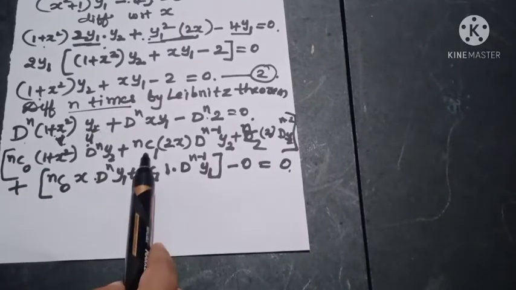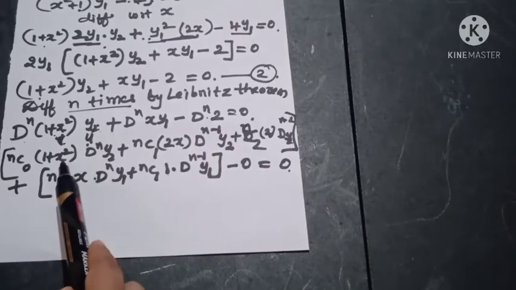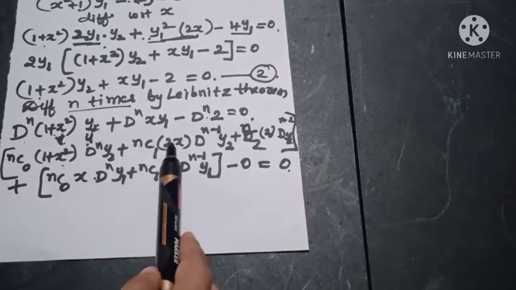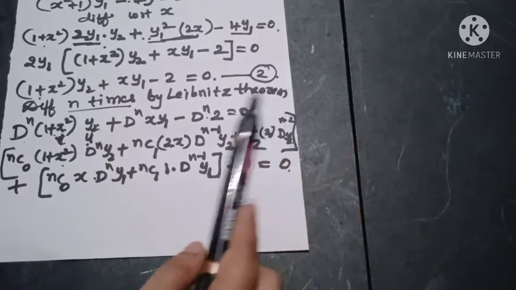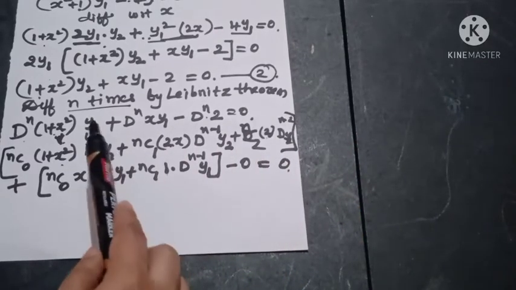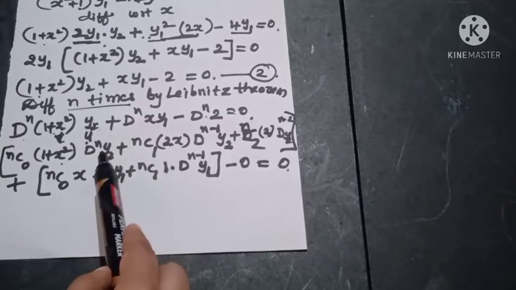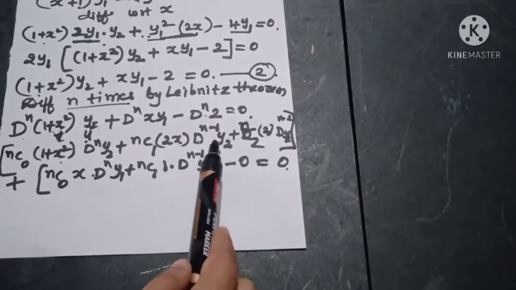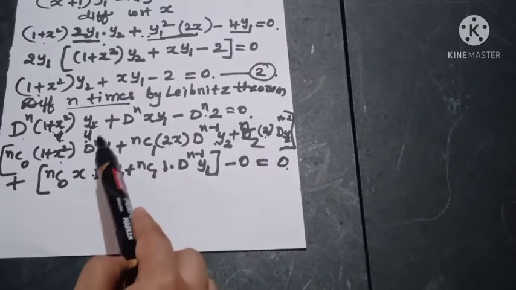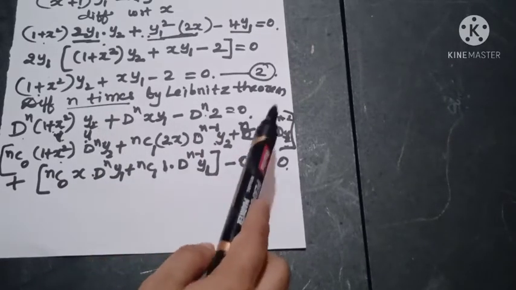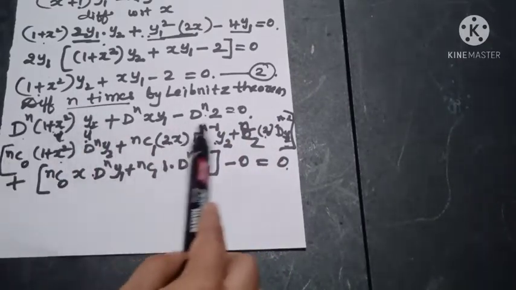So nC0, nC1, nC2. Next is differentiation of, write v as it is, 1 plus x square. Differentiation of 1 plus x square is 2x. 2x differentiation is 2. Then it becomes 0. So leave that term. Next differentiation of y2, n times y2 as it is, dn y2, dn minus 1 y2, dn minus 2 y2. One term becomes lesser here. Here dn is there, dn minus 1, dn minus 2. Now the expansion of this one is over here up to here.